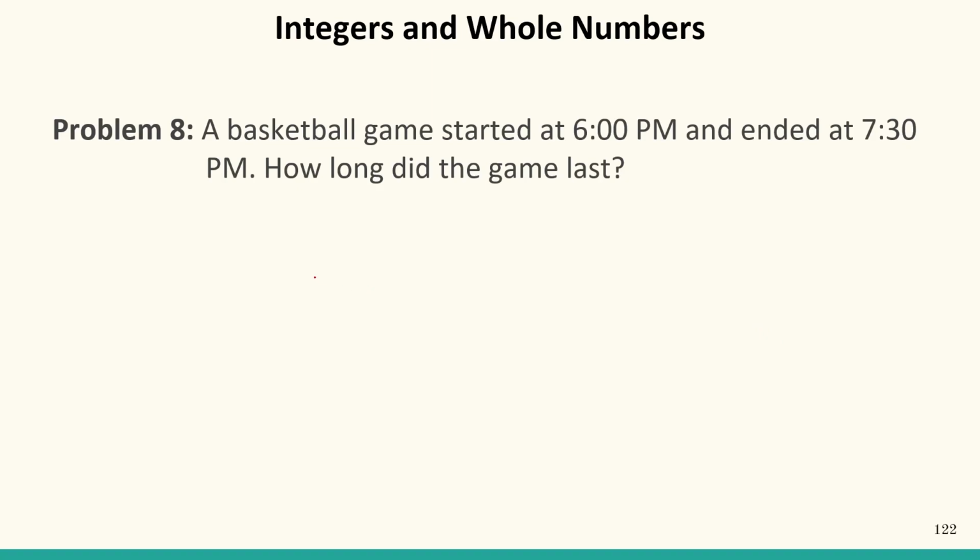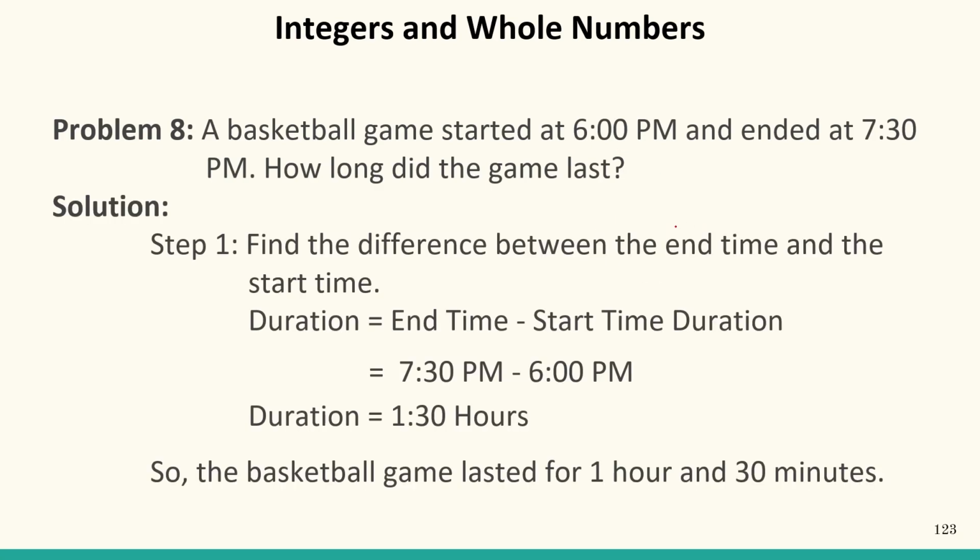So let's go forward with problem number 8. A basketball game started at 6 p.m. and ended at 7:30 p.m. So how long did the game last? Okay, it will be 7:30 minus 6, right? So this will be what? 1 hour and 30 minutes, right? The answer will be 1 hour 30 minutes.